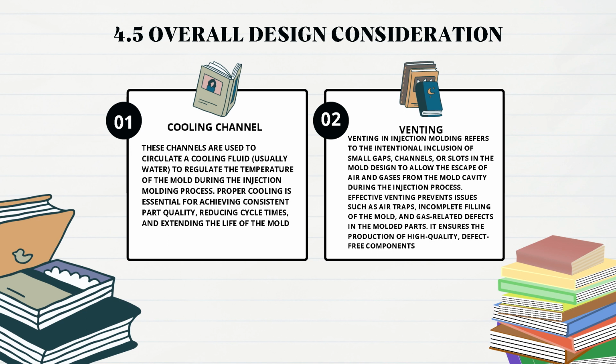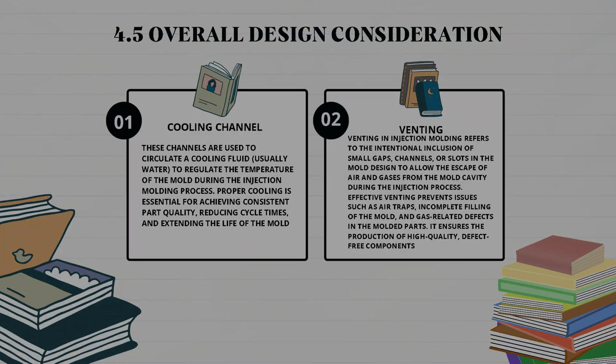The second is venting. Venting in injection molding refers to the intentional inclusion of small gaps, channels or slots in the mold design to allow the escape of air and gas from the mold cavity during the injection process. Effective venting prevents issues such as air traps, incomplete filling of the mold, and gas-related defects in the molded part. It ensures the production of high-quality, defect-free components.